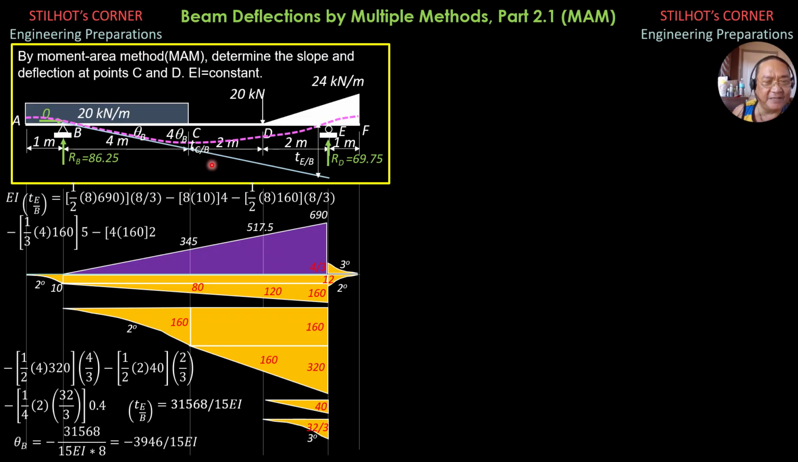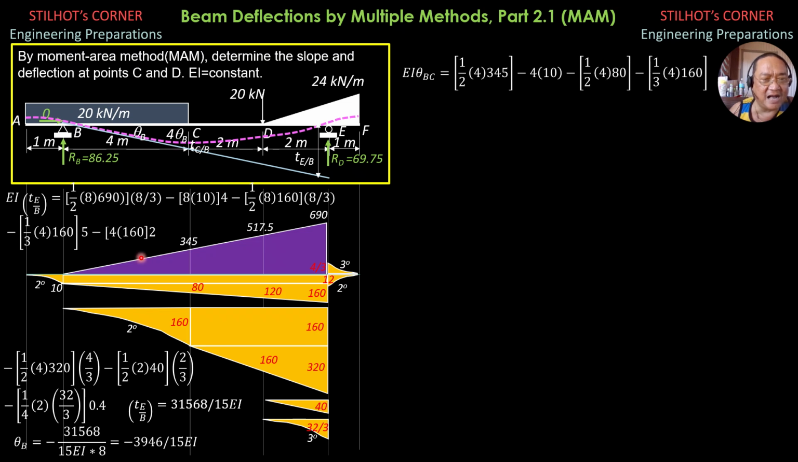So let us evaluate the deviation of C relative to B considering the moment of areas between B and C. So EI, by the way, theta C first. Let's evaluate theta BC, the angle between the tangents at B and the tangents at C, so we can compute theta C. And that's the area between B and C. So we have 1/2 of 4 times 345 minus 4 times 10 minus 1/2 of 4 times 80, then minus 1/3 of 4 times 160.